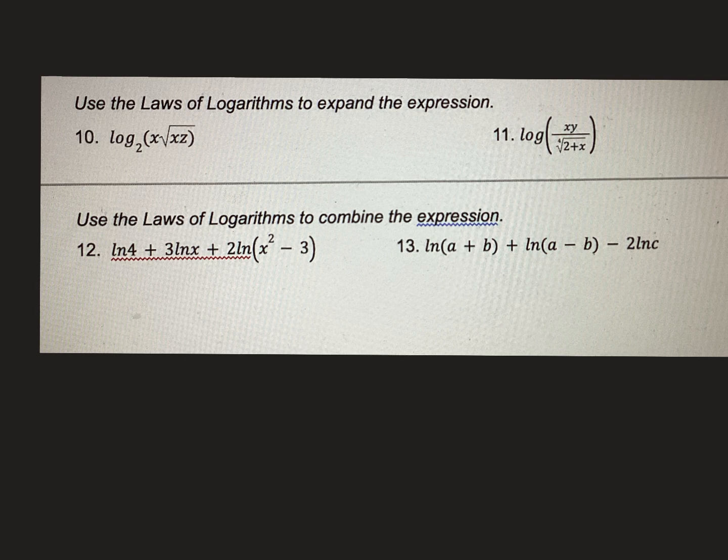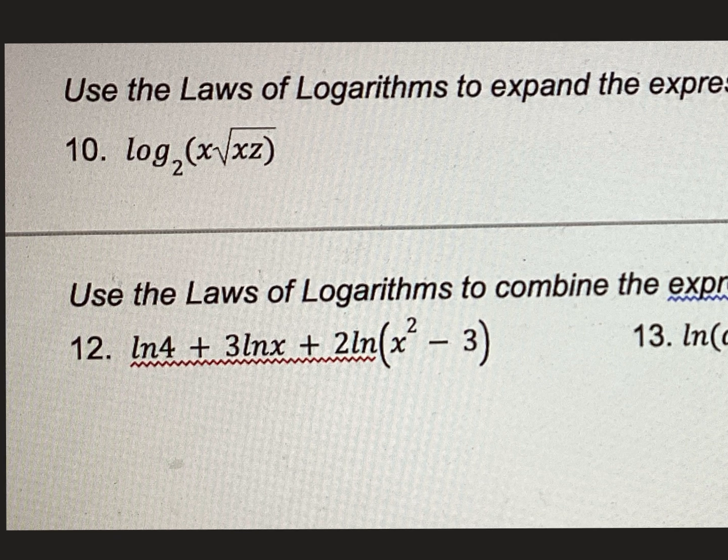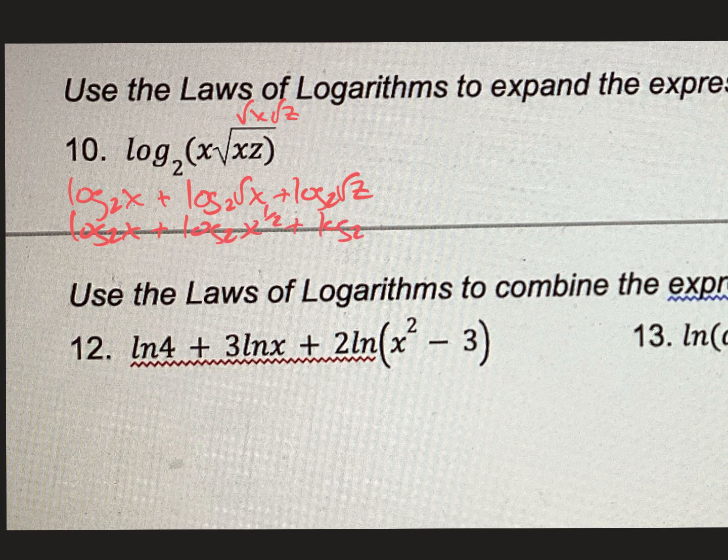Numbers 10 and 11, use laws of logs to expand. You want to write this as many logs as possible, which is going to be fun. So here we go. What I have first is log base 2 of x plus. Guys, when you have a square root, you can break a square root up into two pieces, which is what I'm about to do right here. So I have plus log base 2 square root of x plus log base 2 square root of z. And don't forget, when you have a square root, it's really the 1/2 power. So I really have log base 2 of x to the 1/2, log base 2 of z to the 1/2.